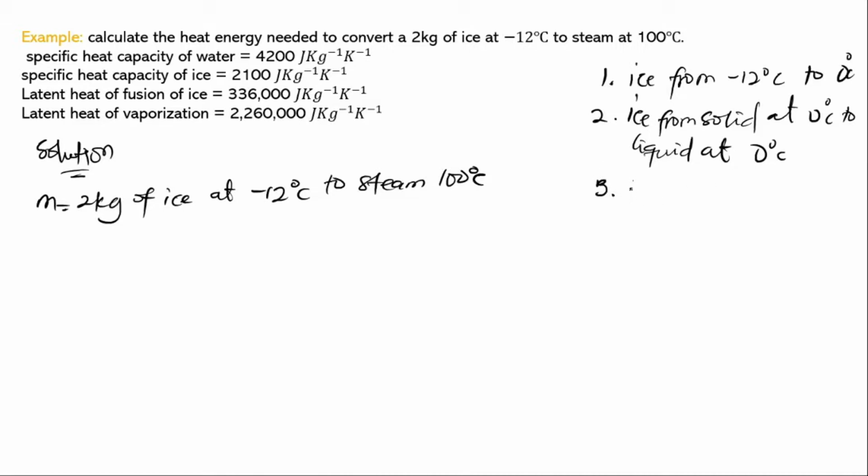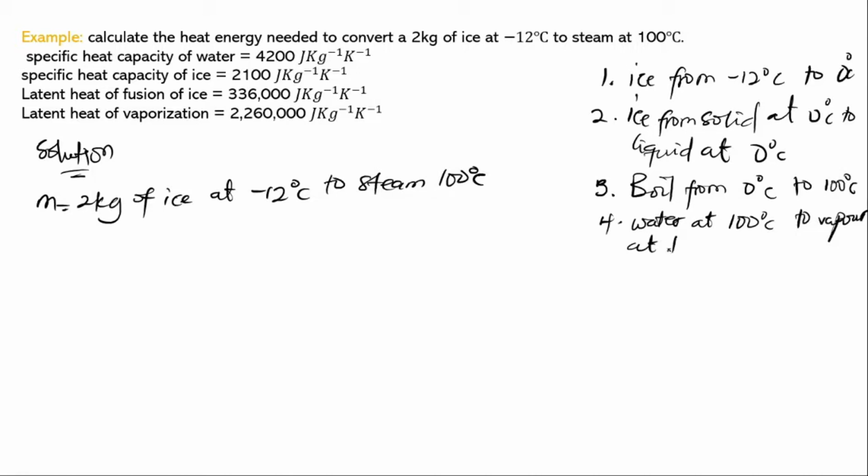Now the third one is what? We need to boil the water, or subject the water that we now have after the ice has melted, to heat. So we boil the water from 0 degrees Celsius to 100 degrees Celsius. Once we boil the water to 100 degrees Celsius, the water will begin to change state from the liquid state to the vapor state. So we are looking at the conversion of water at 100 degrees Celsius to vapor at the same temperature.